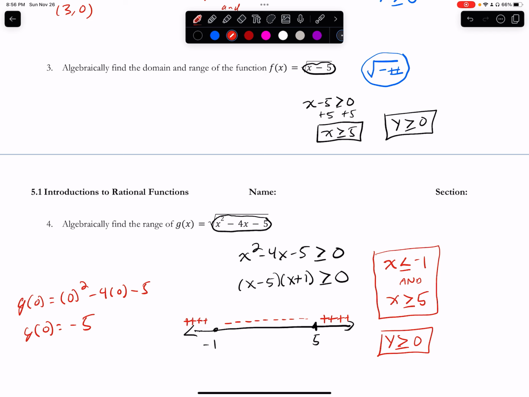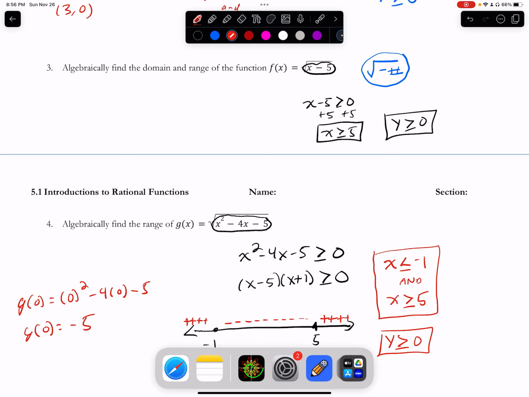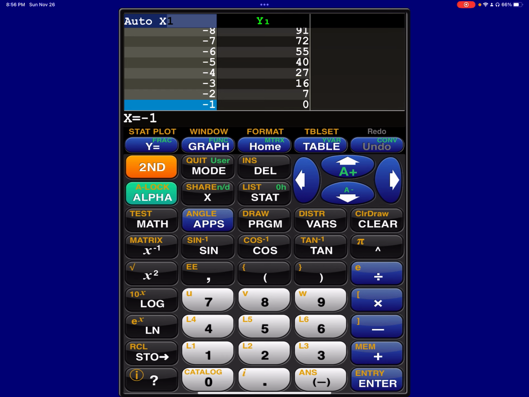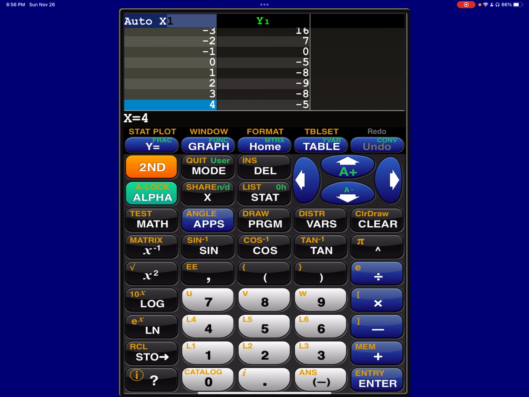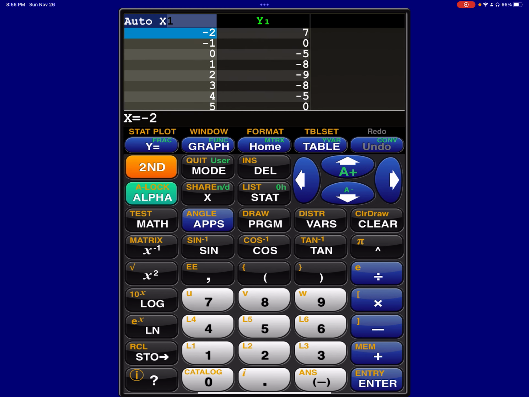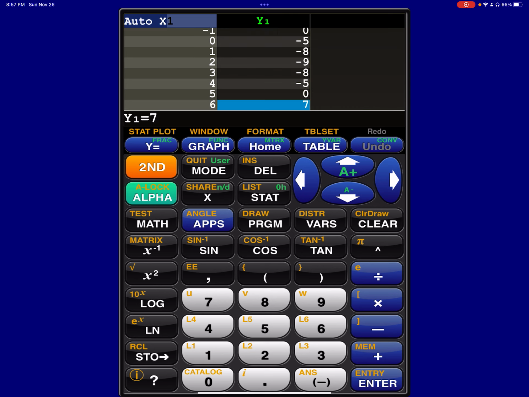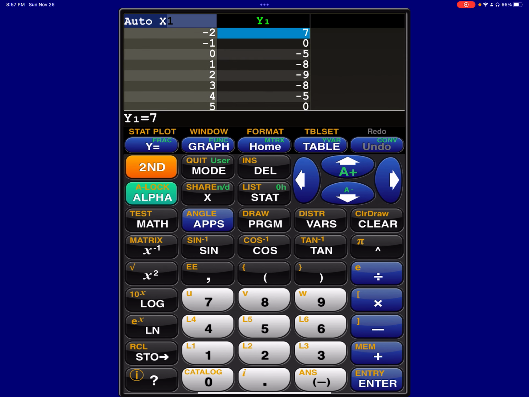If we want to look at a table, the table helps this make sense. If I put x squared minus 4x minus 5 into the calculator and click on the table, you can see the outputs are positive until it hits -1, and then it drops down. Now our outputs are negative: -5, -8, -9, -8, -5. And then back at 5, it gets 0, and then it becomes positive again. So that's one way to look at it.